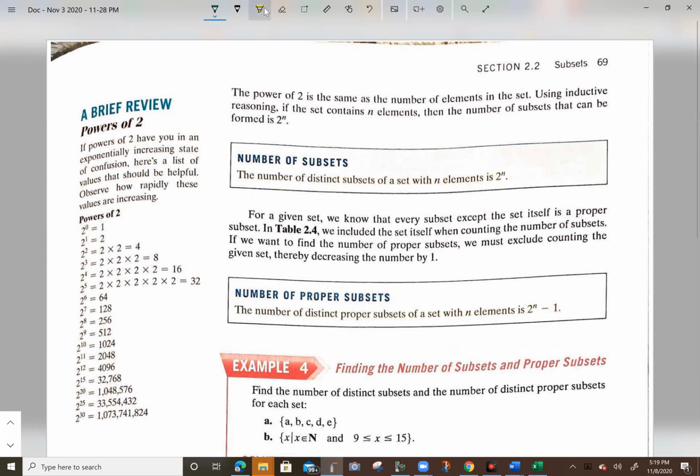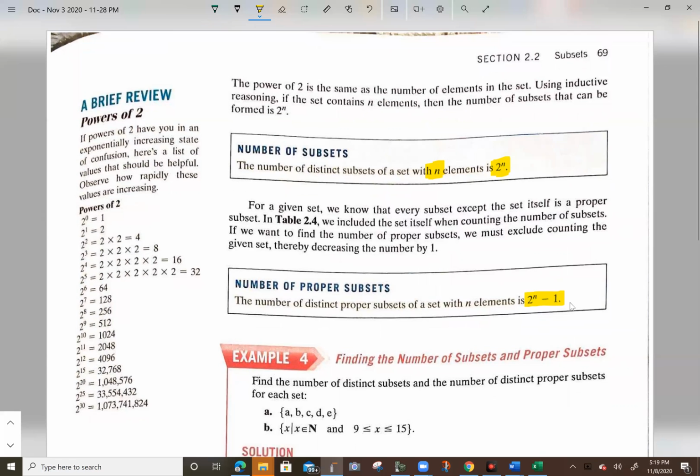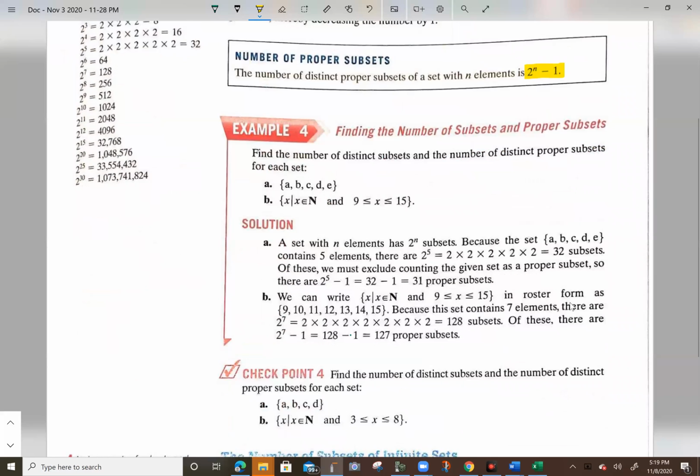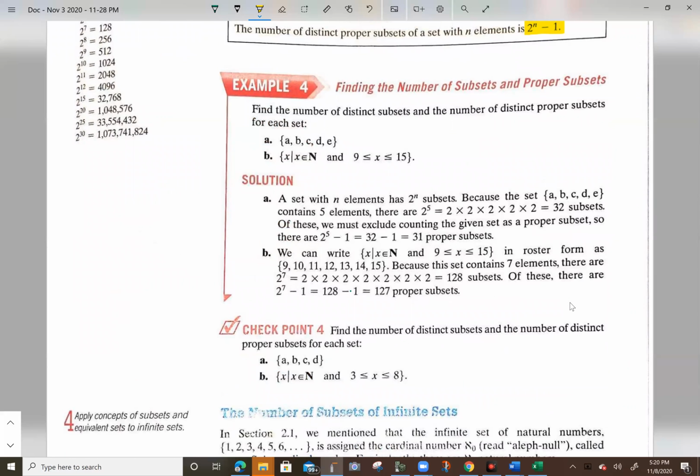It says it right here in words: the number of distinct subsets within a set with n elements is 2 to the power of n. For the number of proper subsets, you subtract 1, because you are subtracting the actual set, which although it is a subset, is not a proper subset. So let's do some examples. Find the number of distinct subsets and the number of distinct proper subsets for each one.